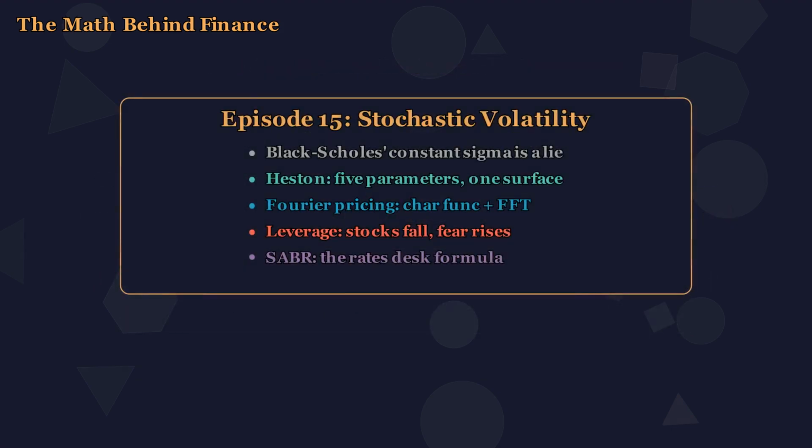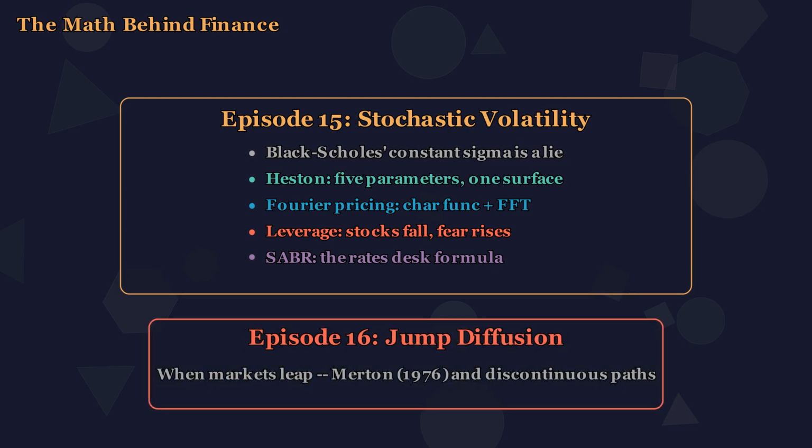Let us take stock of what we have built. We started with the lie at the heart of Black-Scholes: constant volatility. We built the Heston model, 5 parameters that generate an entire implied volatility surface. We saw how Fourier pricing makes it practical, how the leverage effect connects fear to mathematics, and how SABR serves the rates world. But the story is not over.